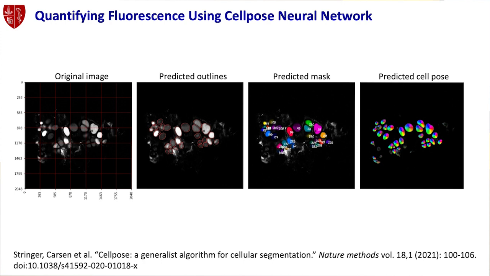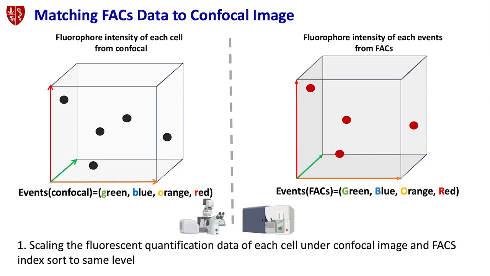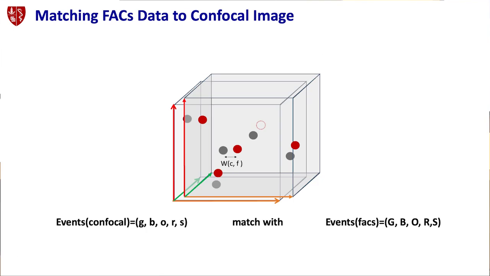The first step we did is generate the matrix with fluorophore intensity of each cell for both confocal and FACS, and scale them to the same level for the next step, matching. Since each of the data from confocal and FACS gives us a matrix based on all the colors from Rainbow and also the size of the cell, we can measure the distance between two events from confocal and FACS to see if they are close. For example, if they match, then when you compare these two matrices, the distance between these two events will be short. Then you can calculate the probability of these two data coming from the same cell.